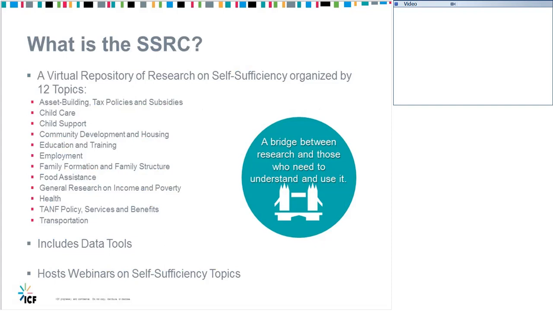When we started, we had a 2-year design phase, and really that was designed to bring experts in and talk about what does self-sufficiency really mean. So we organized the website around these 12 topic areas. When we sat in the room with folks in the research field, folks in the practice field, policymakers, we talked about these areas. So our website is all designed around these topic areas. So we have asset building, child care, child support. I won't read them to you because you can see them on the slide.